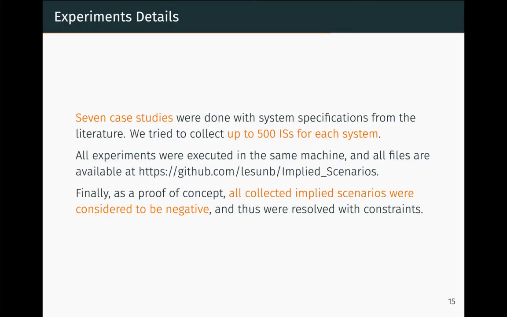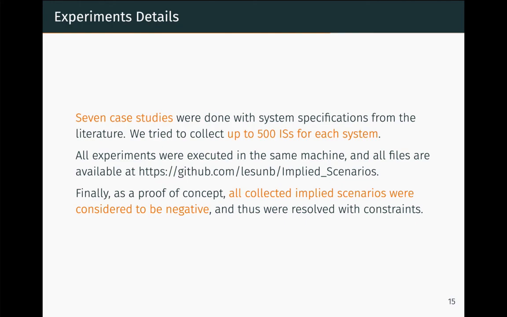So on to our results. We did 7 case studies from system specifications found in the literature. And for each one of them, we tried to collect up to 500 implied scenarios. So remember that the detection problem is undecidable. So we needed this upper threshold so we could stop.